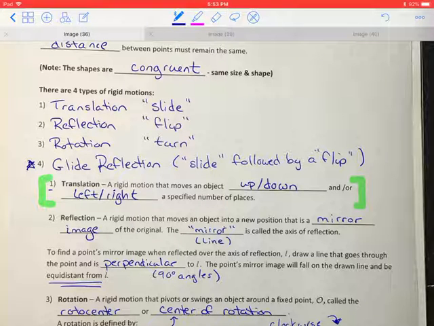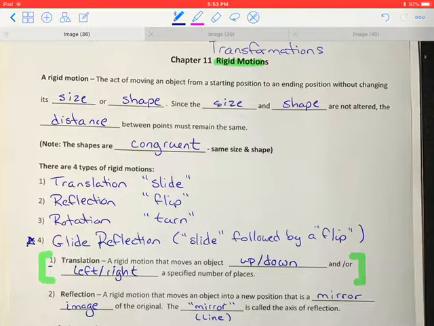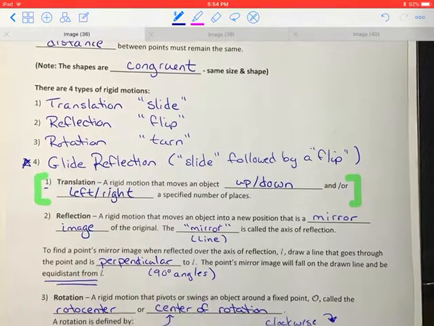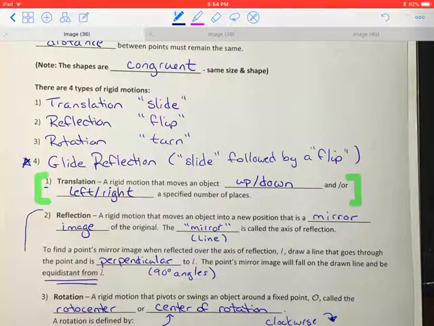In this video, we're going to start looking at reflections. So I've gone back to the first page of our Chapter 11 notes. Remember that a reflection is going to be a flip. So here's our information on reflections. Let me switch over.